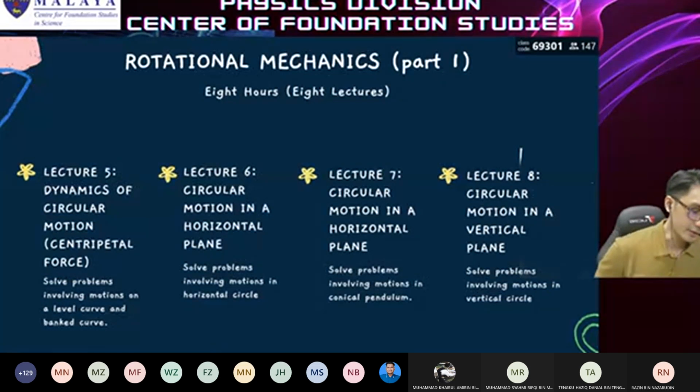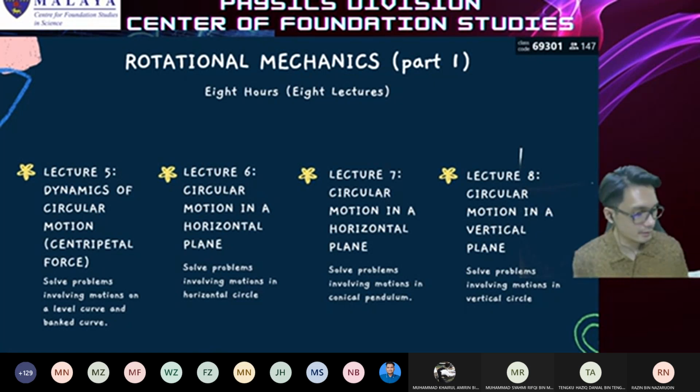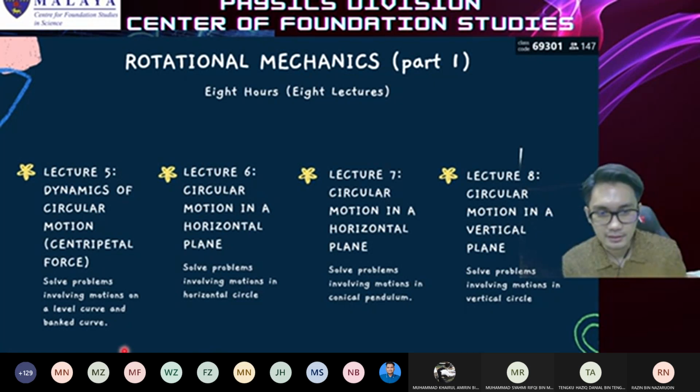And then the sixth one, we will learn circular motion in a horizontal plane. We will solve problems involving motion in a horizontal circle. In lecture 7, we will use that knowledge to solve the conical pendulum motion, because the conical pendulum uses a horizontal plane as circular motion. And the last lecture, after we do the horizontal plane, we will do circular motion in a vertical plane, and solve problems involving motion in a vertical circle.